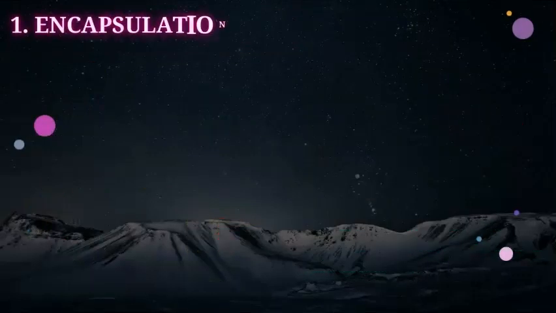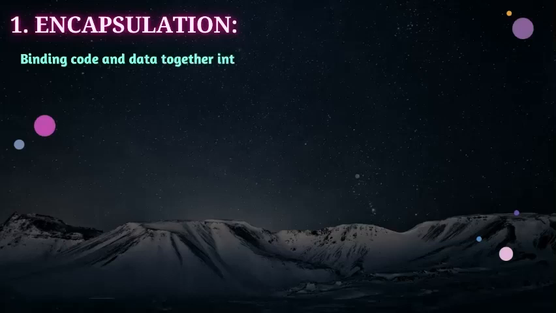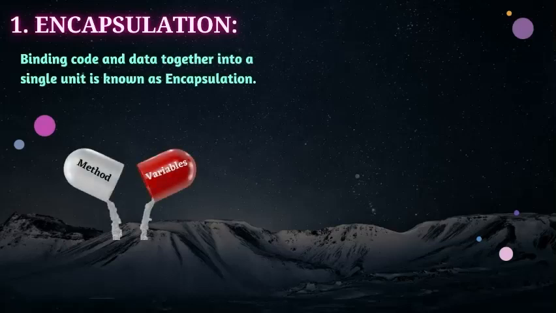First one, encapsulation. Binding code and data together into a single unit is known as encapsulation. It is like a protective shield. In this, variables or data of a class is hidden from any other class. Let's take the example of a capsule. In the capsule, the medicine is always safe inside the capsule. Similarly, through encapsulation, the methods and variables of a class are well hidden and safe.